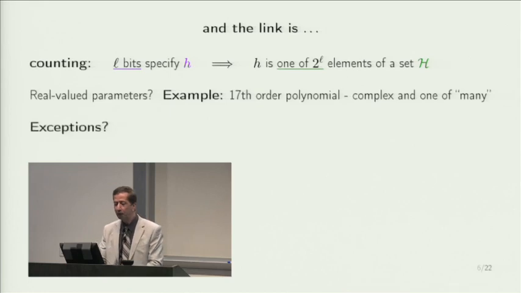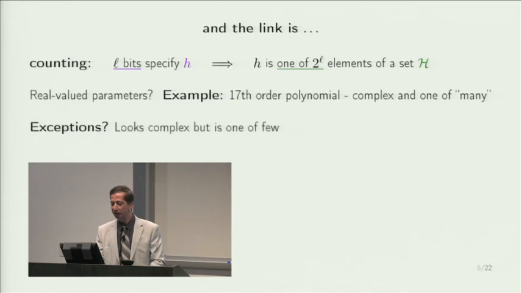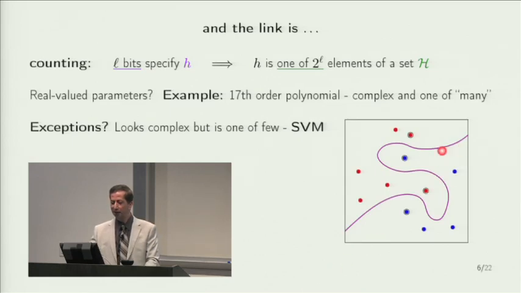Okay. There are exceptions to this rule, and one notable exception was a deliberate exception. We wanted something that looks complex so that it does our job of fitting, but is one of few, and therefore we're not going to pay the full price for it being complex, and that was our good old friend SVM, okay? Remember this fellow? This looks complex, but it's not really complex because it's defined only by very few support vectors. In spite of the fact that it looks complex, it's really one of few, and that is what we achieve by the support vector machines.